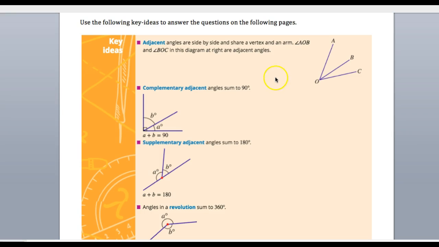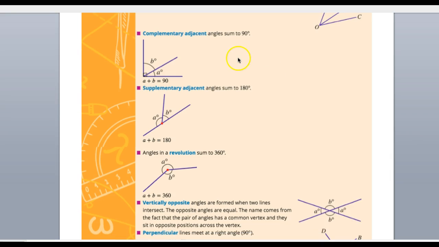So adjacent angles are side by side and share a vertex and an arm. So adjacent just means next to each other. Okay, so A and B are next to each other. B and C are next to each other. All right, complementary angles sum to 90 degrees. So you can see here that angle at A and angle at B is equal to 90 because that is a 90 degree or a right angle in there.